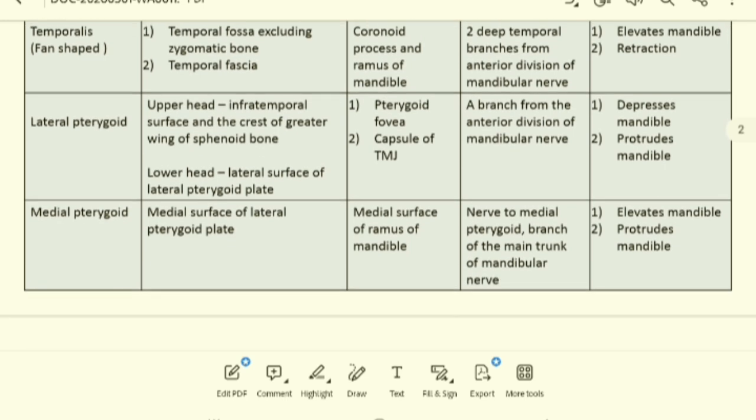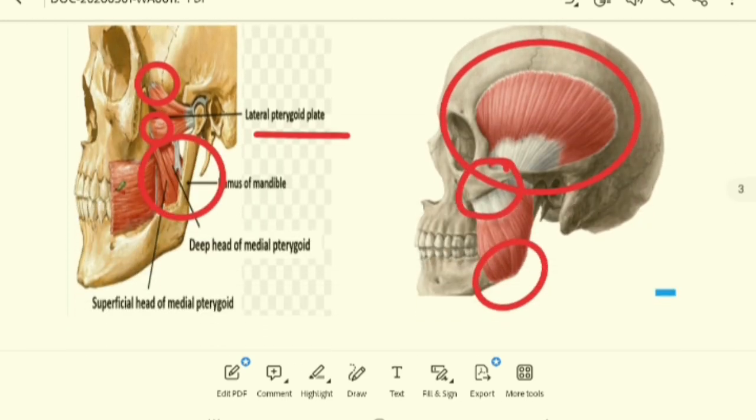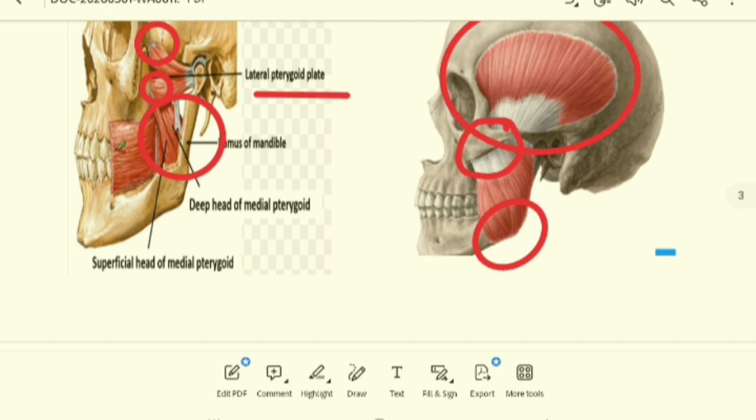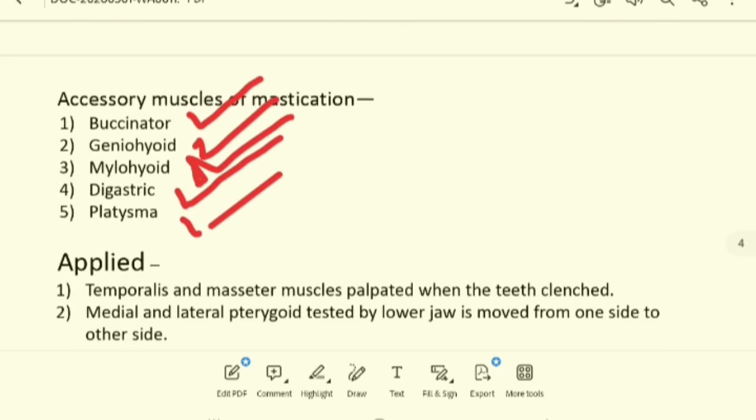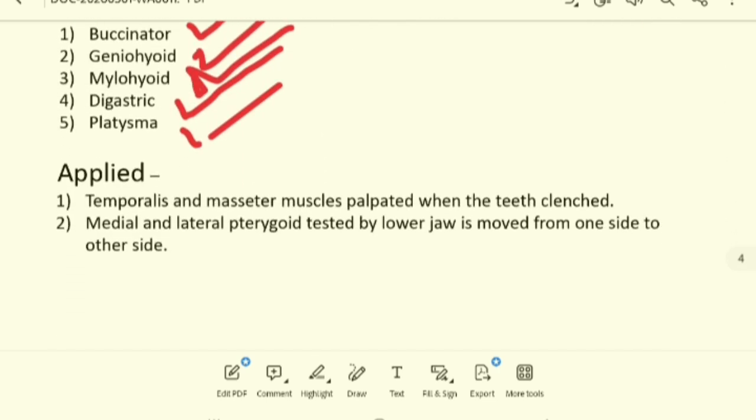You get an MCQ on this. Draw two diagrams. Accessory muscles of mastication and applied. That will take care of your SAQ.